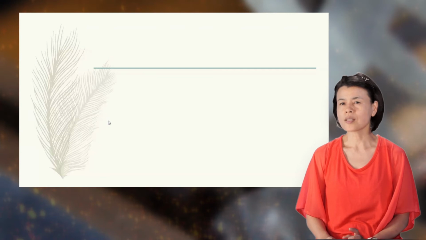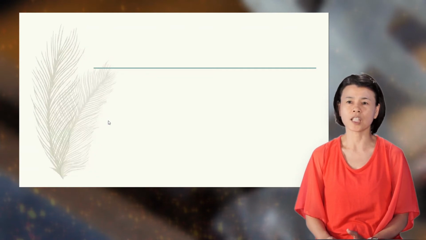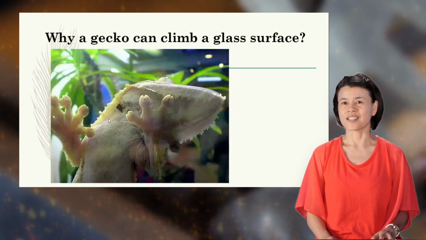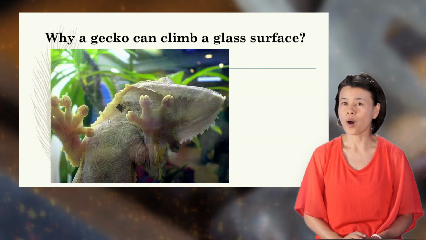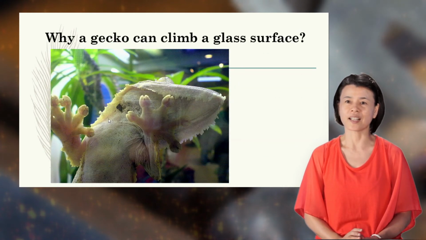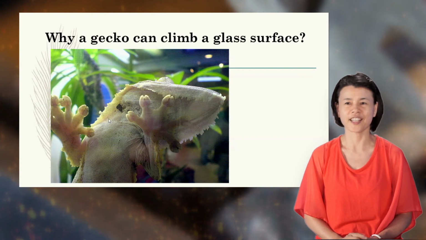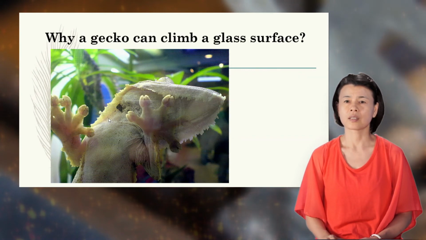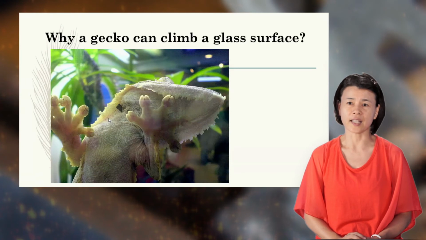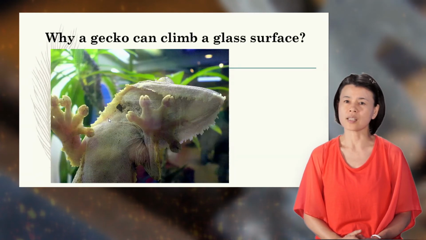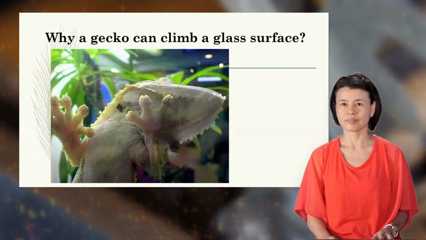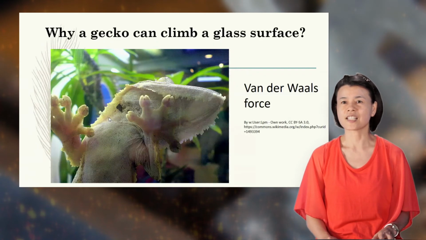So, what's the big deal to make materials in nanoscale? One big thing is that is why a gecko can climb a glass surface, but you cannot. But why can a gecko climb a glass surface? What is the special power that a gecko has? Okay, it is called van der Waals force.